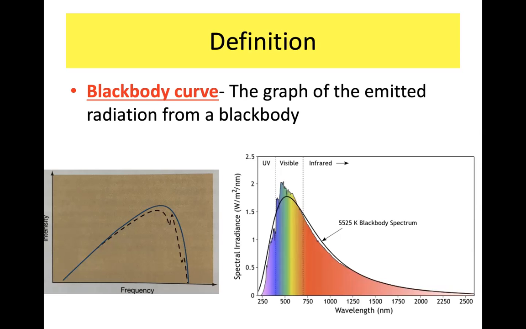Now, if you look at the one on the right there, notice it says a black body spectrum 5525K. This is the temperature of the body itself, not of the radiation coming out. So the temperature of the black body is 5,525 Kelvin. If you don't know the Kelvin scale, it's pretty darn hot. 0 degrees Kelvin is absolute zero, and it goes up from there.